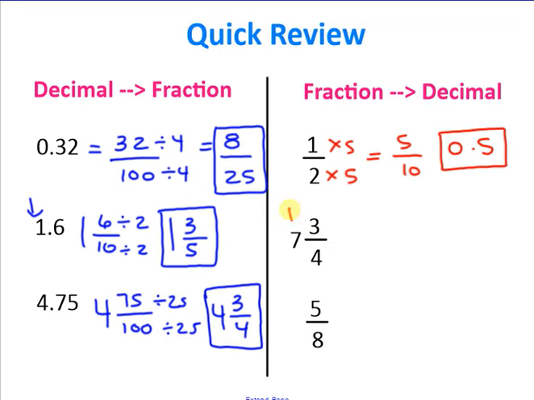Now this one here, your 7 is going to be your whole number, so that's going to be in the front, and you just need to remember that. Same thing again. Can you take the 4 and make it into a 10 or a 100? Well, you can. You can make it into a 100 by multiplying it by 25. So you multiply the top and the bottom by 25. You're going to get 7 and 75 over 100. So that's 7 and 75 hundredths, which is 7.75.